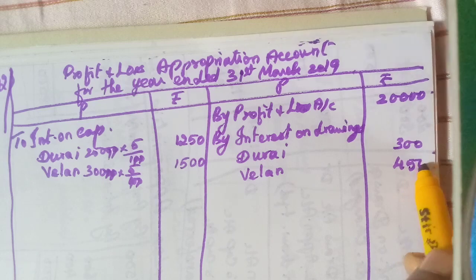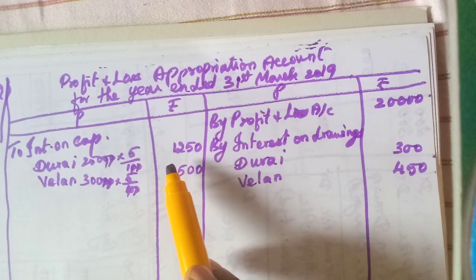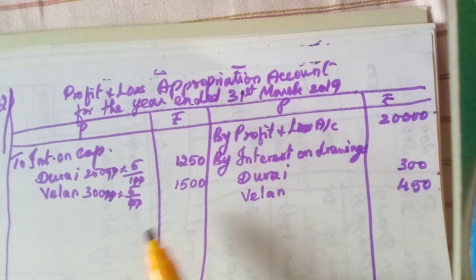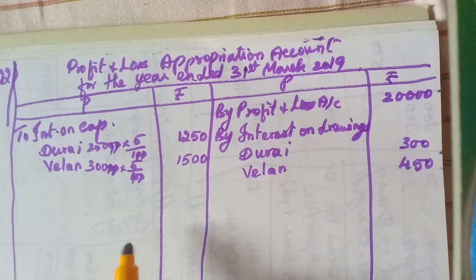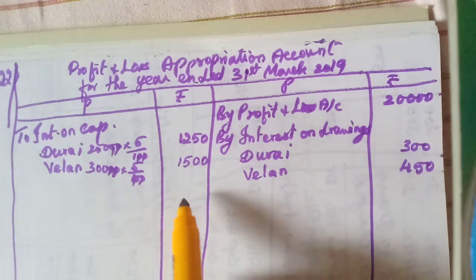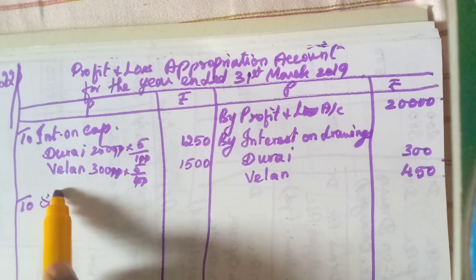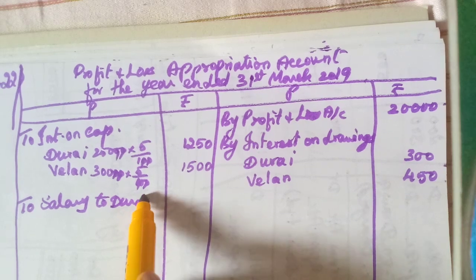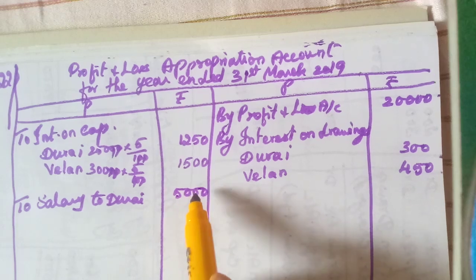Okay, since you have 2 pages, you can write this amount in the inner column and you can write in the outer column. Okay, since I use the same page, I am writing on the outer column. Then D, the right to receive a salary, that is also expense, so we need to debit to salary to Durai. How much? 5,000 for the year.